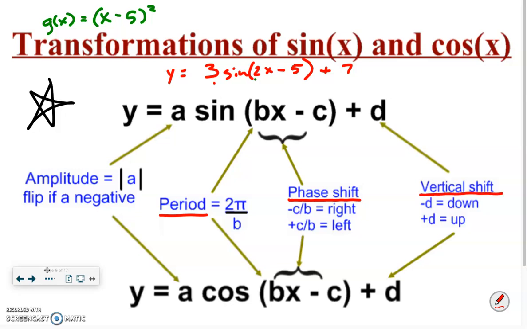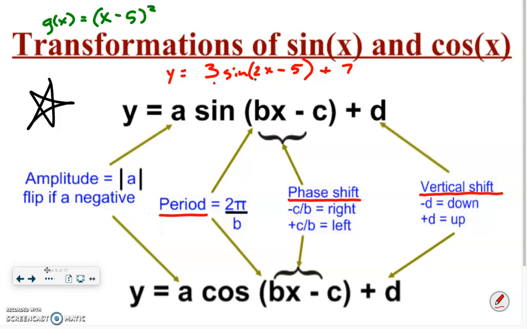And then our vertical displacement, our vertical shifting up or down, exactly as it has been for every other parent function, is just whatever your constant is. For that red function that we wrote up there, we had +7 at the end. That would absolutely indicate that you're moving up 7.